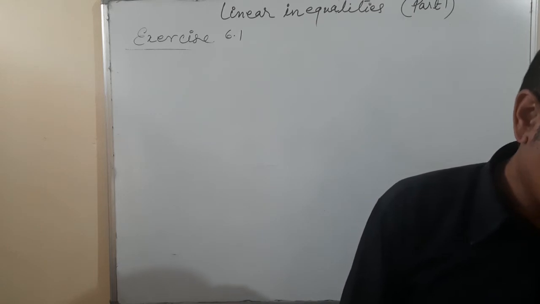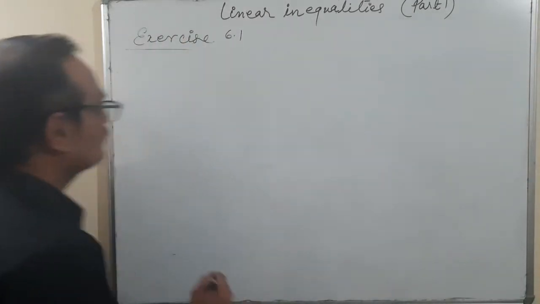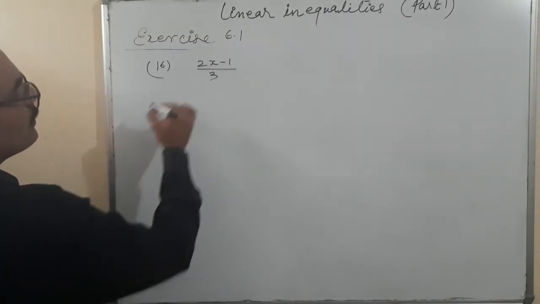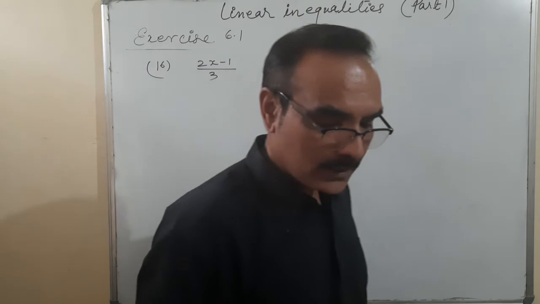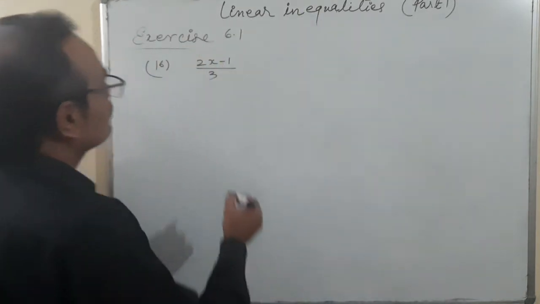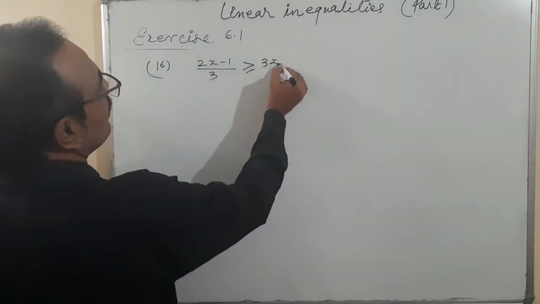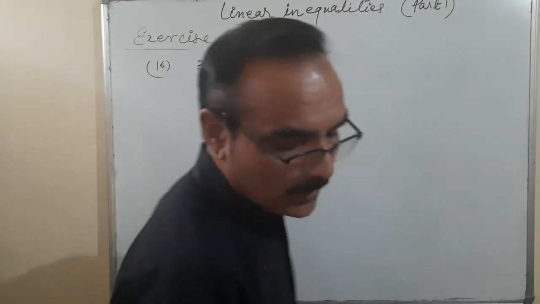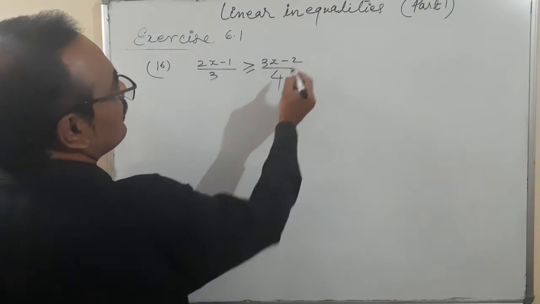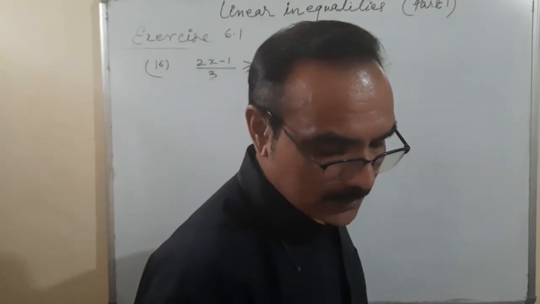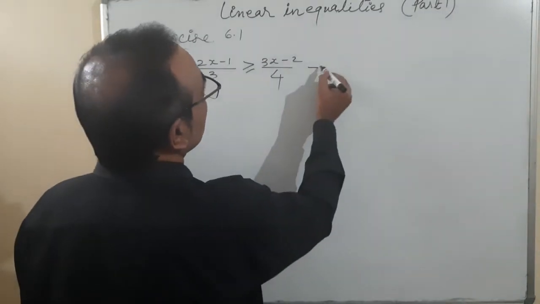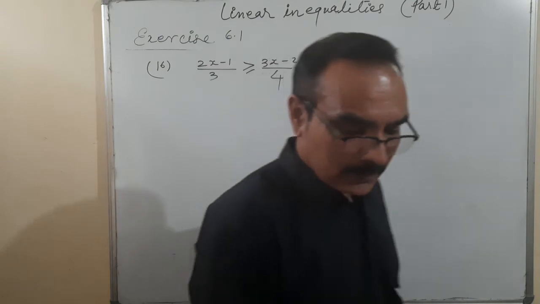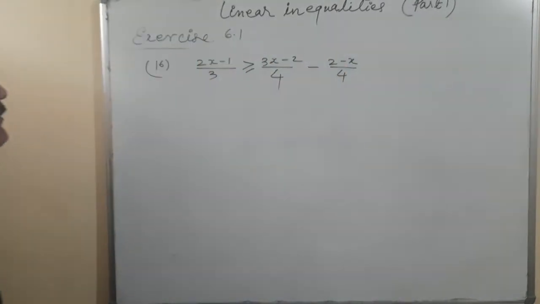Question number 16, I am taking: 2x minus 1 upon 3 is greater than or equal to 3x minus 2 upon 4 minus 2 minus x upon 5. Find the value of x.